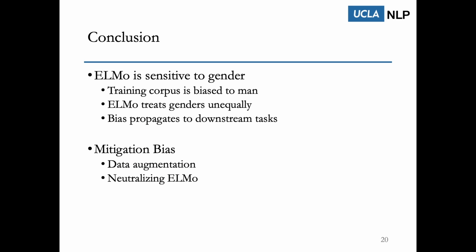To conclude, in this work, we show that AML is sensitive to gender, partly because the training corpus is biased, and the AML embedding we get treats different genders unequally, and the bias in AML can propagate to downstream tasks. We also propose two methods to mitigate the bias. One is data augmentation, and the other is neutralizing the test AML. We see that data augmentation works pretty well with the contextualized word embeddings. But if we don't have access to the training corpus, neutralizing the test AML could also help to mitigate some of the bias.